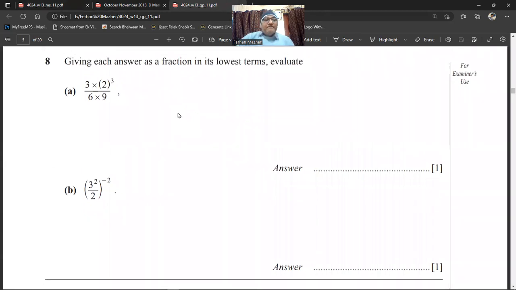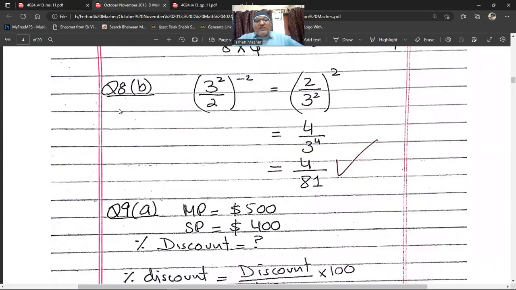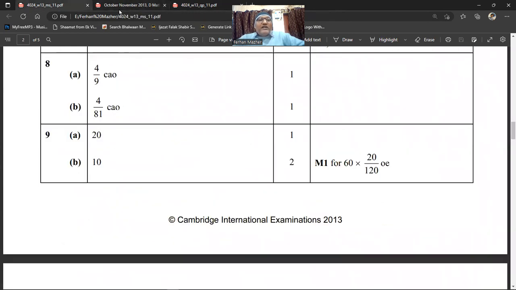Question number 8, B part. It says 3 squared divided by 2, and whole raised to power minus 2. You have a fraction. The power is negative. And you see, if you reciprocate the fraction inside that bracket, that power will become positive. So we will do that, and then that power will be given to all its members. I will flip this fraction, 2 by 3 squared, and bracket whole squared. So it will become 4 divided by 3 raised to power 4, and that will become 4 by 81. Let's check. 4 by 81 is the right answer, sir.